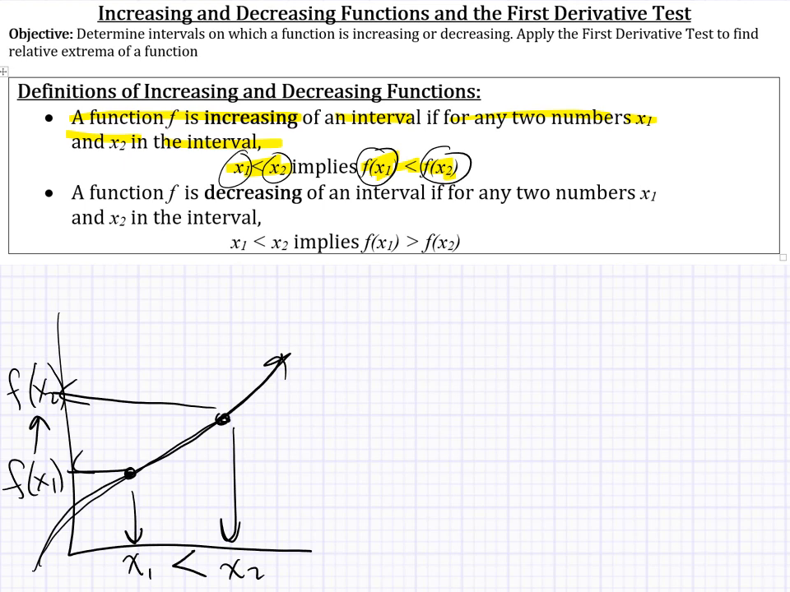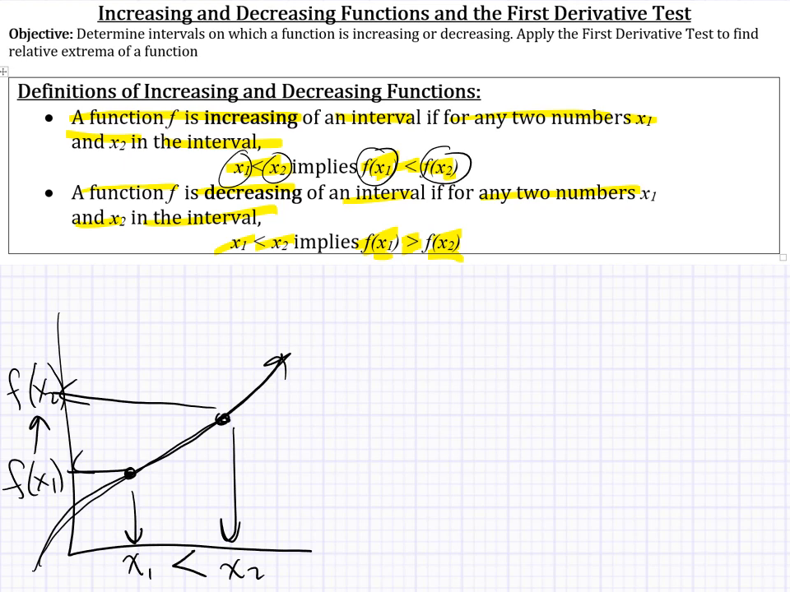If we have the definition for decreasing, also very simple. A function is decreasing on an interval if for any two x1s and x2s on that interval, x1 less than x2 implies that f of x1 is now bigger than f of x2.